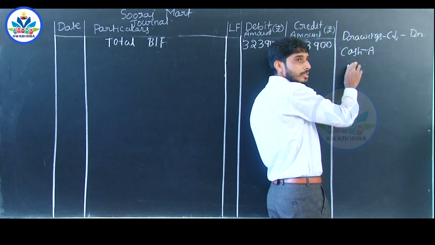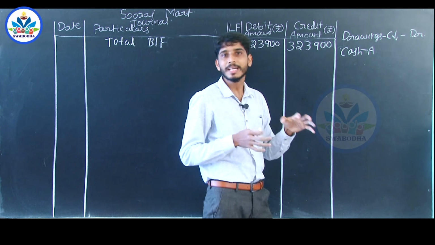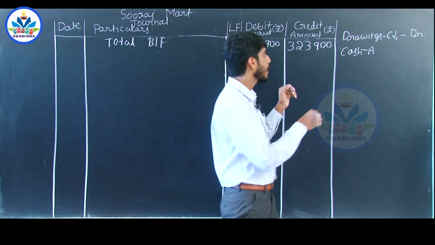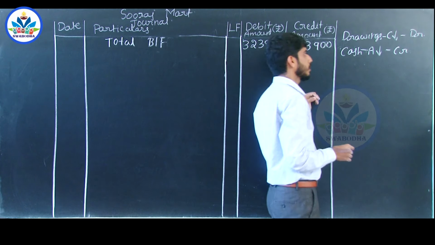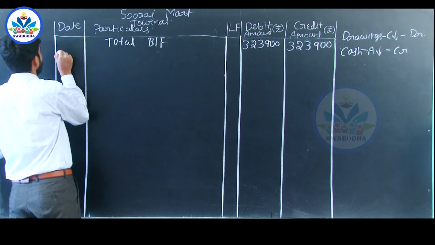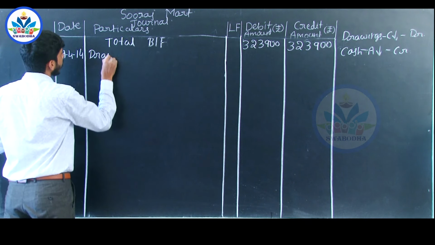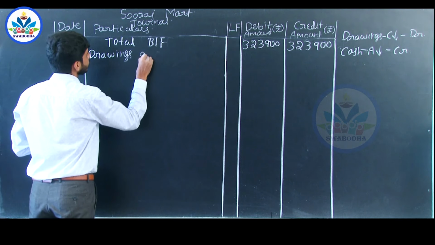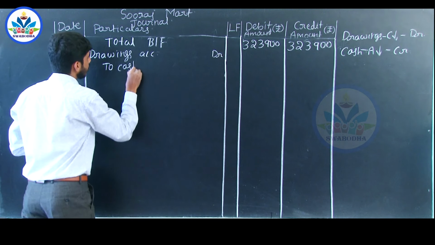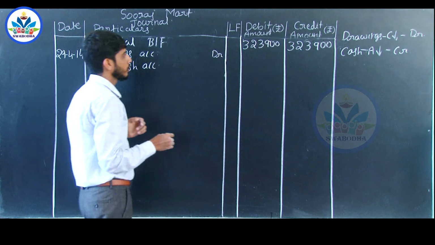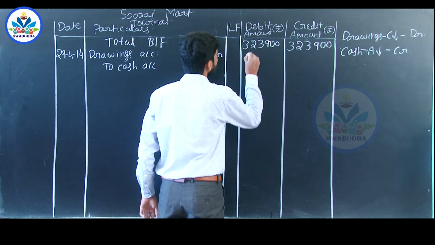Cash balance also decreases in the business because you are withdrawing cash. To that extent, cash comes down. When the cash balance decreases, the asset value decreases, decrease in the asset has to be credited. So, the journal entry will be on 29/4/2014, drawings account debited to cash account, and the amount of drawings is 5,000.